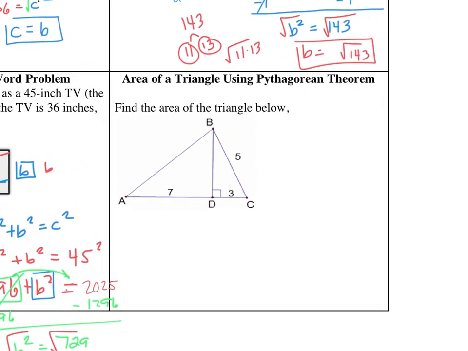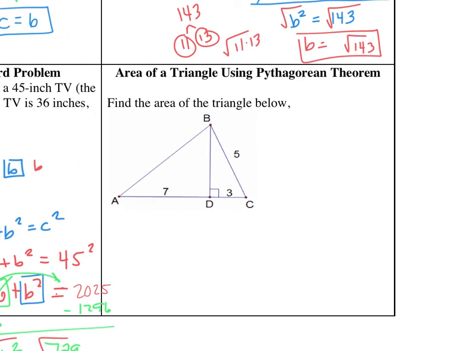Now let's go on to our next problem where we find the area of a triangle using the Pythagorean Theorem. Remember, this is just a Pythagorean Theorem application. It's one of those things that you can use to help you. I know my area formula for a triangle is base times height divided by 2. Let's substitute our known information. My base is 7 plus 3, so 10. My height I don't know, so I'm going to put a question mark there. And I'm going to divide by 2 at the very end.